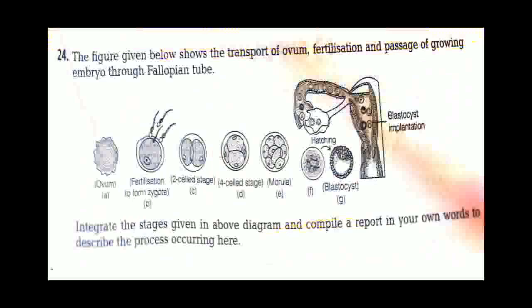So again the same thing you will write, that is the fusion. Here it is given. So all these things you will be writing from starting here to here. Integrate the stages and then you have to compile a report on what the process occurring here is. So fusion of the haploid nuclei, then the zygote moves, then the young embryo slowly moves down the fallopian tube, where the following events take place: the morula, then blastocyst, then implantation. All you have to write down.